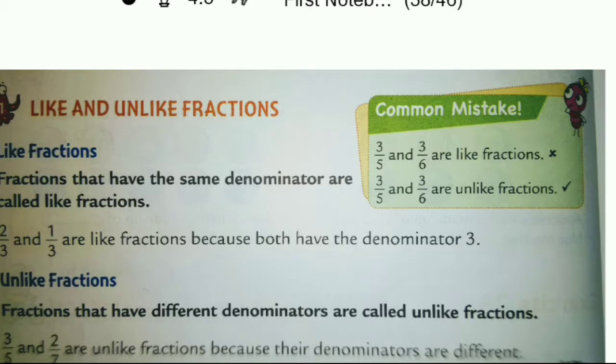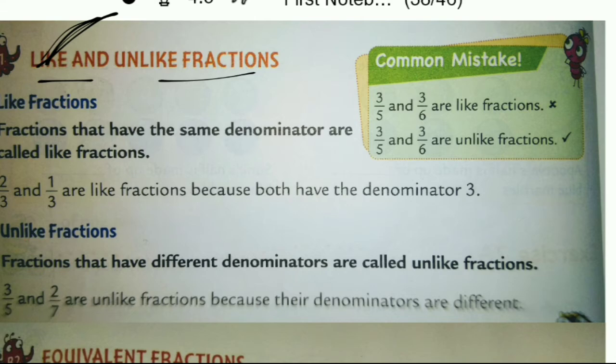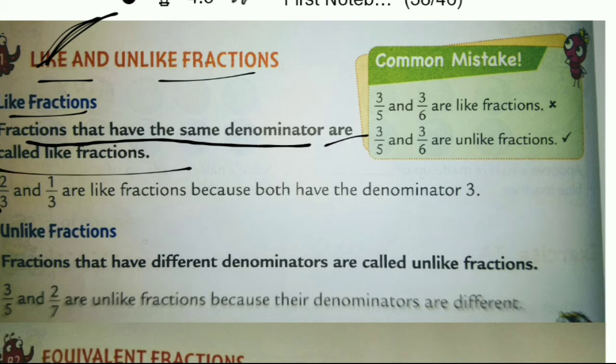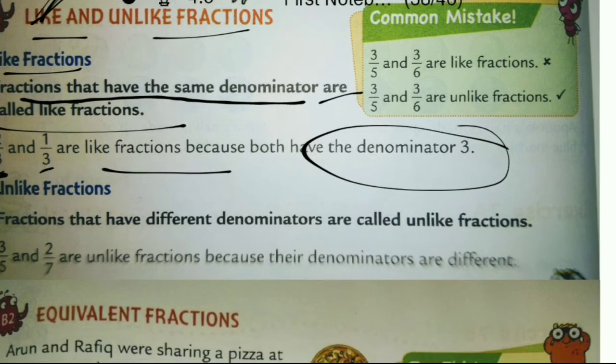Next, like and unlike fractions. Like fractions mean the denominators are the same. Fractions that have the same denominator are called like fractions. See, the denominator means the total, 1. So 2 by 3 and 1 by 3 are like fractions because the denominators are the same.